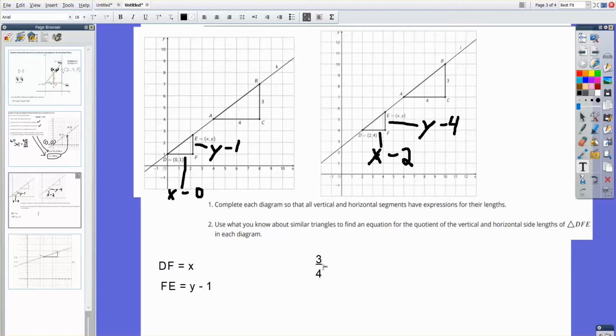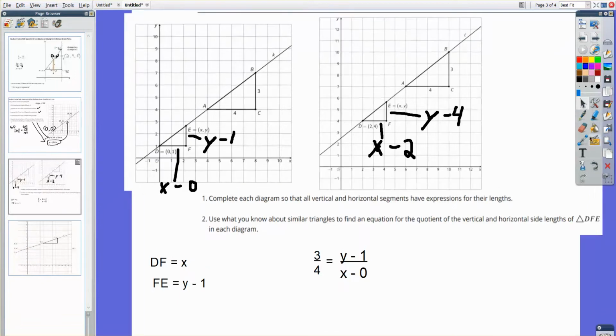So for this line right here, the equation that would represent this line would be the quotient of the vertical and the horizontal side lengths. So the vertical side length here is y minus 1. This is for the first line on the left here, y minus 1. And the x is just, we can write x minus 0 just to emphasize that we're talking about the x and the y here, right? So that would work. That would be for this line on the left, y minus 1 over x minus 0. So the difference between the y and the x. Same deal here. We would use the same 3/4 setup, okay?